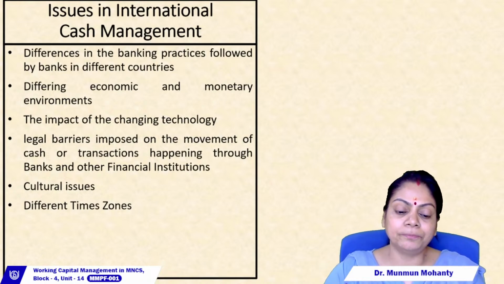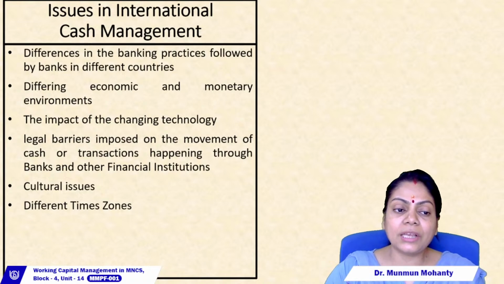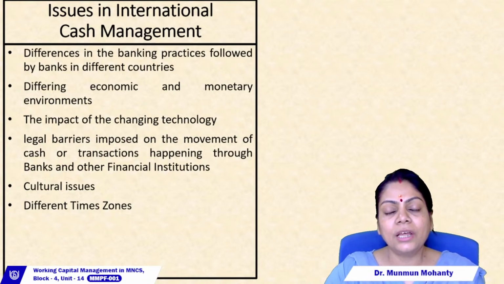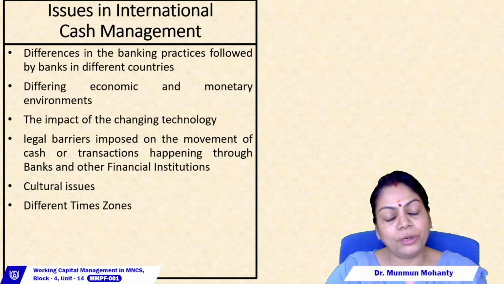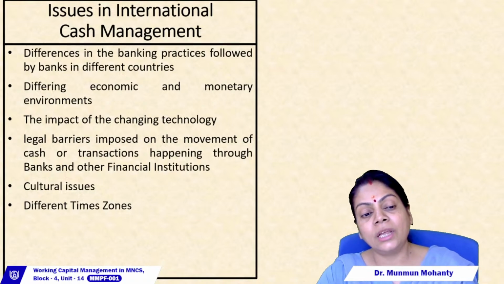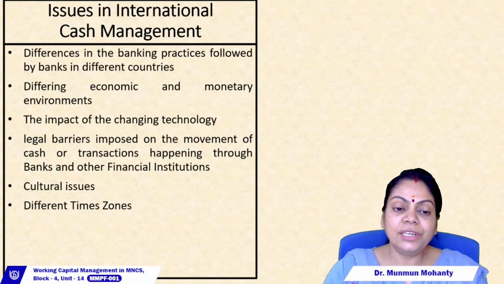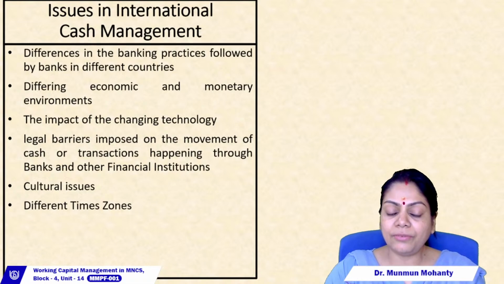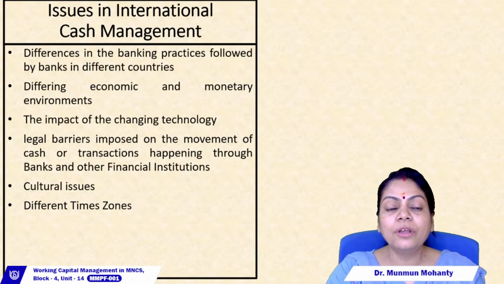working capital management. You can also have legal barriers that could be imposed on the movement of cash or the transactions that happen through banks and other financial institutions. For example, in India, to deal with non-residents, the rules and regulations of the banking system could be different, whereas in the US, the rules and regulations for non-residents are different. So there could be various legal barriers and various transactions through the banks which are under different kinds of regulations.